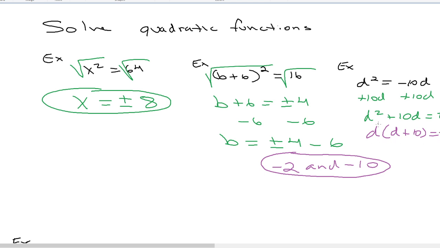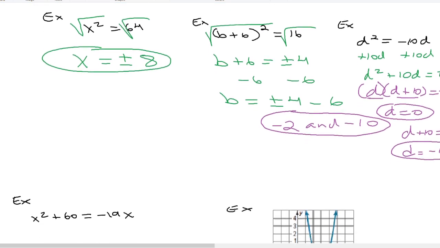And we know that d times d plus 10 equals 0. That means that one of these factors must equal 0. So d equals 0 is one answer. And the other one is d plus 10 equals 0. Let's get d by itself. So d equals negative 10. So two possible answers for this one, 0 and negative 10.